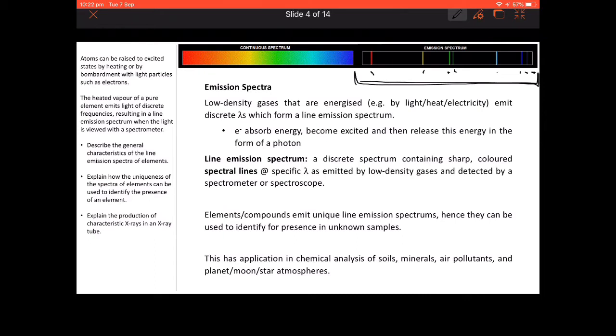Elements or compounds will emit unique line emission spectrums, and so these spectrums can be used to identify the presence of these elements or compounds in unknown samples. This is useful in chemical analysis of things like soils, minerals, and air pollutants. It also has application in investigating the atmospheres of given planets, moons, and stars.